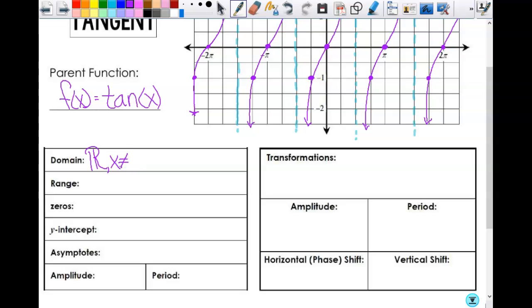So we can't have x values where our asymptotes are. How often do the asymptotes happen? Every pi, right? But it doesn't start at 0, so I can't say n times pi, right? I got to move it over a little bit. So it cannot equal pi halves plus n times pi. And that moves that over there, right? But n has to be what kind of number?